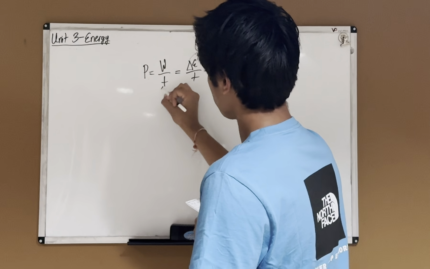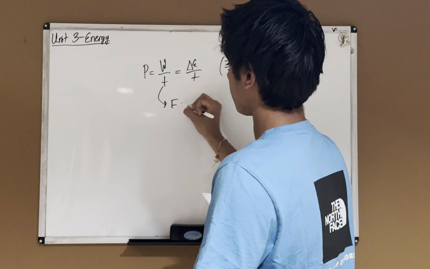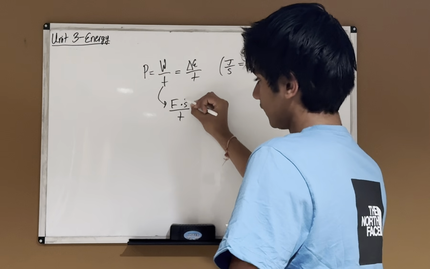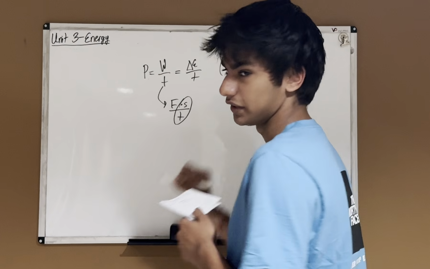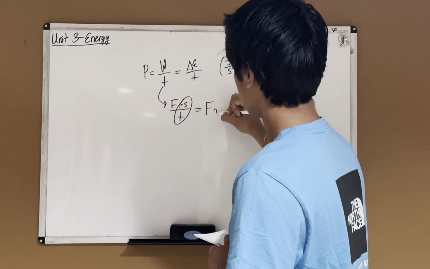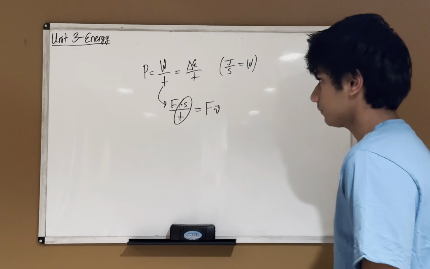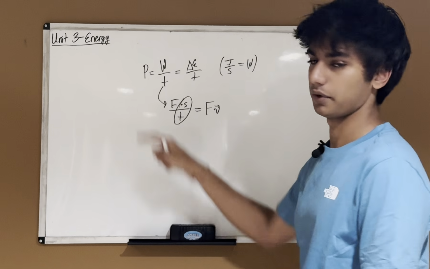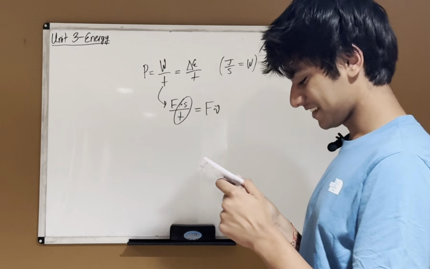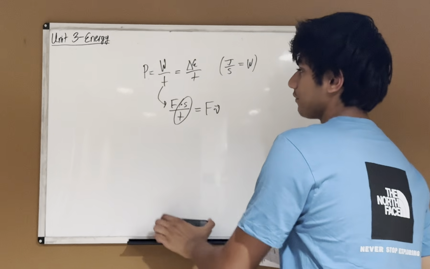Power, if we think about it, is work over time, and work is the same thing as force times distance, right? So power is force times distance over time. If we take this distance over time term, we know that distance over time is velocity, so power is also equal to force times velocity. So that's another way of expressing power. Okay, so let's try out some practice problems now.